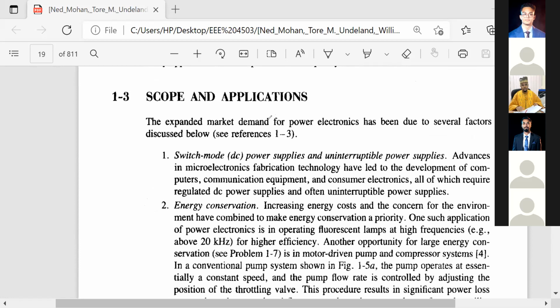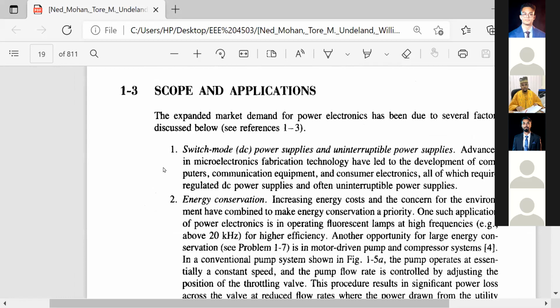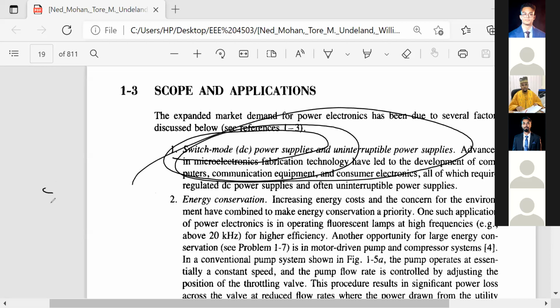If you go to study this, this is the main application of power electronics nowadays. That means SMPS. What is SMPS? Switch mode power supply. Nowadays, switching mode power supplies are being used in the computer, even in the LED light, in the laptop, in the camera. Where are you not using the switching mode supply? Also in the charger for your mobile phone. That is also a switching mode power supply.